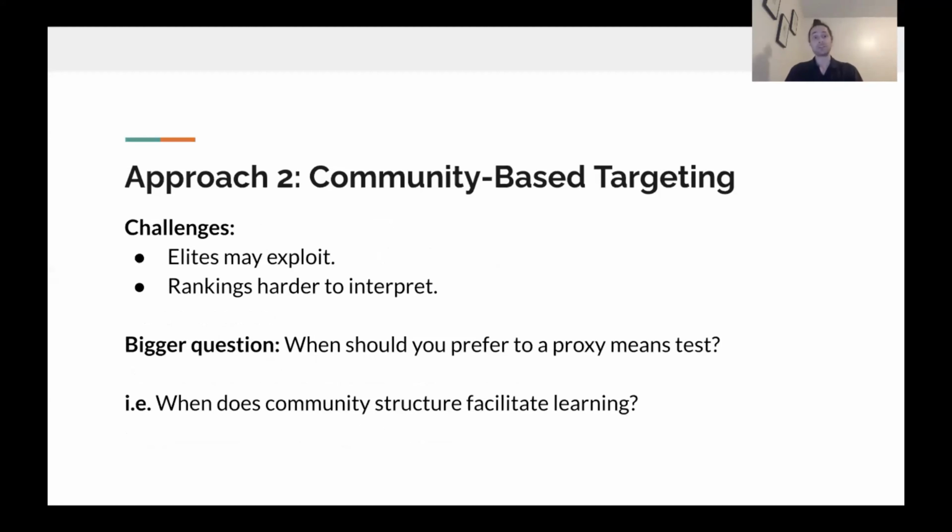But then when you're presented with the alternatives of community-based targeting or proxy means testing, you have an additional set of data science questions you have to answer. You have to understand, when is a proxy means test going to do better than community-based targeting? Or when is the community structure going to be good for the type of data that you're going to be gathering from the community-based targeting procedure?